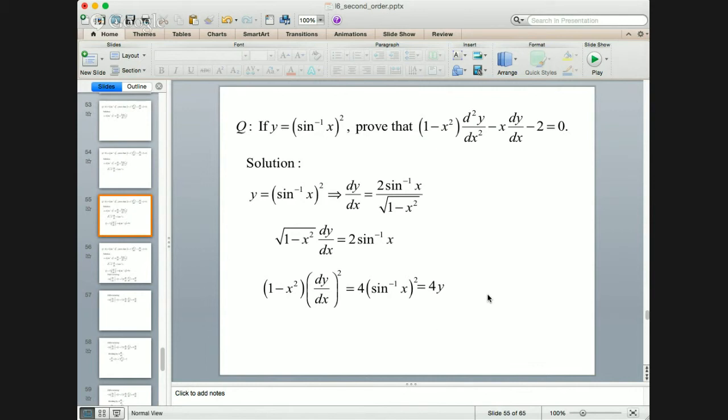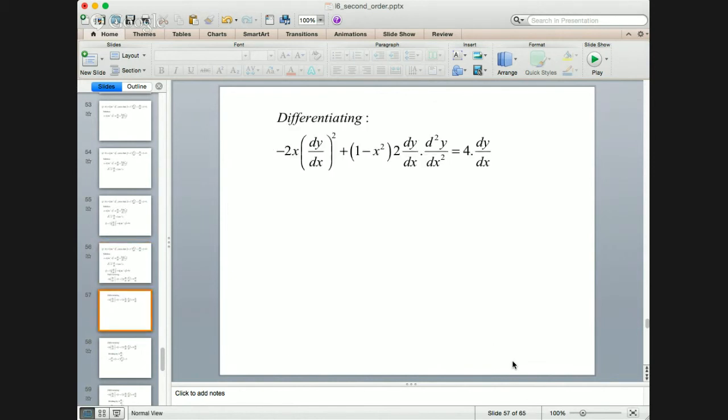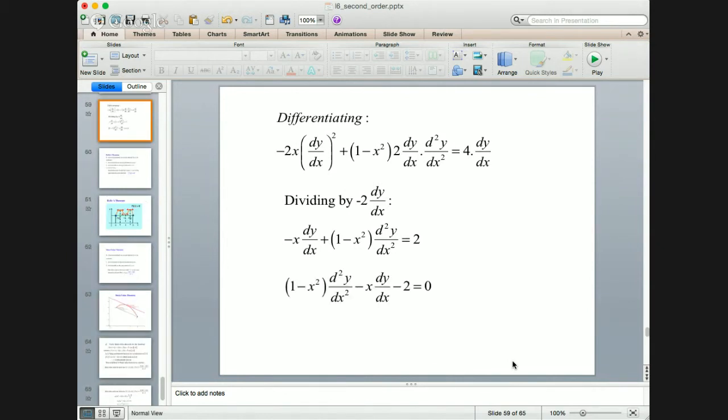So if you differentiate both sides with respect to x, you will get a negative 2x dy by dx whole square plus 1 minus x square into 2 times dy by dx into d2y by dx square. This is what I had explained in the previous question as well. And the right hand side is 4 dy by dx. That definitely turns out to be nothing but, on dividing by negative 2 dy by dx, rewriting simplifies to be the expression that we need to establish.